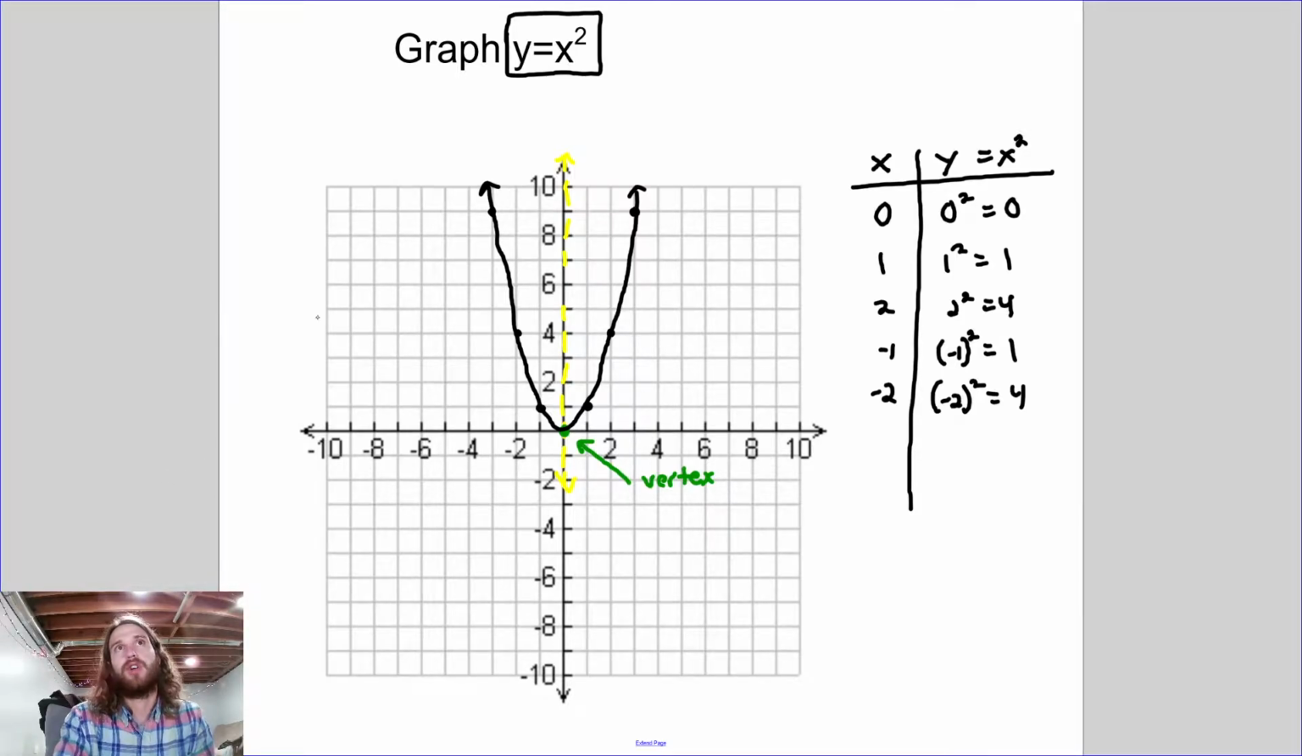That's our parent function of our parabola. The key numbers you need to remember here are those first three perfect squares. If you remember that 3 squared is 9, 2 squared is 4, 1, 4, 9. The first three perfect squares are the ones you typically need to graph on any given quadratic that you're going to see in this class. So remember that.